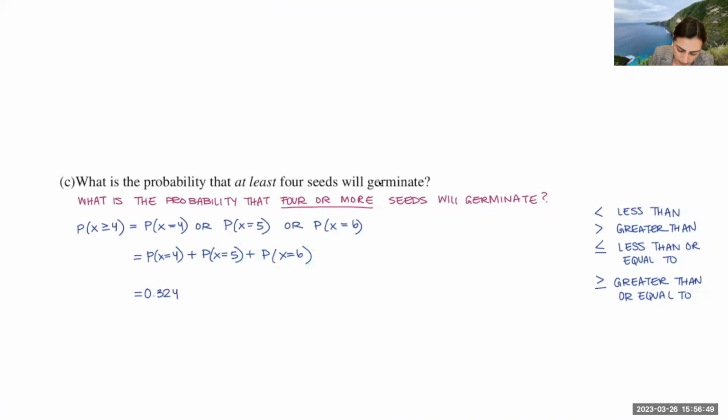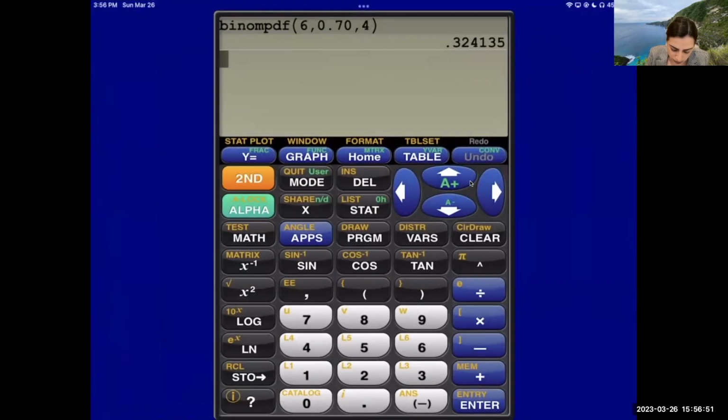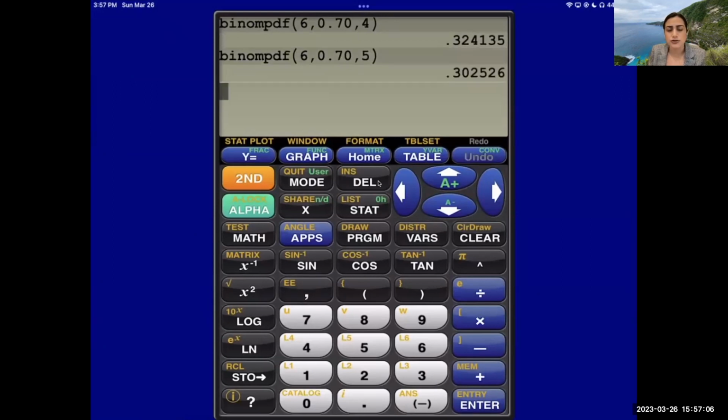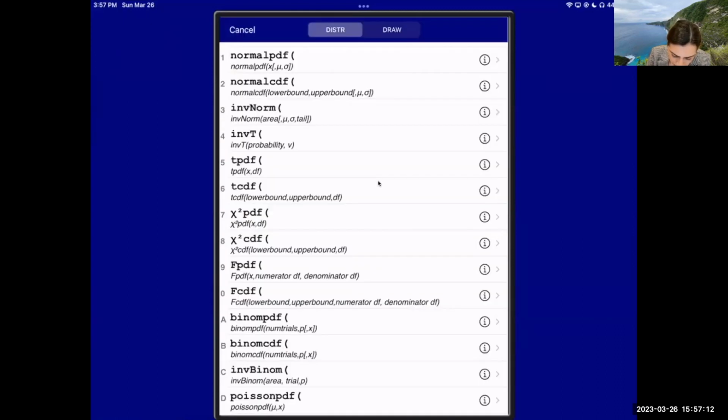So let me show you how to do the calculator one. We're going to hit second vars, binomial PDF. We have 6 trials. My probability of germinating is still the same. And now I want 5 successes. I hit enter. I'm going to go ahead and do that again.